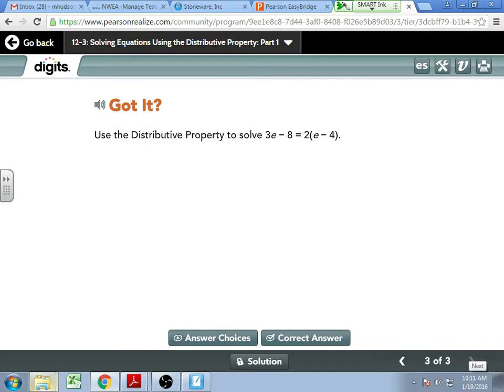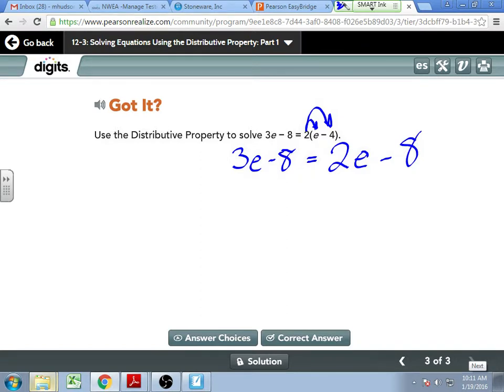Who can walk me through this? Who thinks they can walk through the whole problem? Alright, I'm gonna bounce back and forth between Lily and Shahib. Lily, what'd you do first? You do the distributive property on the right side. We apply the distributive property because I have a number right up against parentheses. So that gives me 2e either plus a negative 8 or just minus 8.